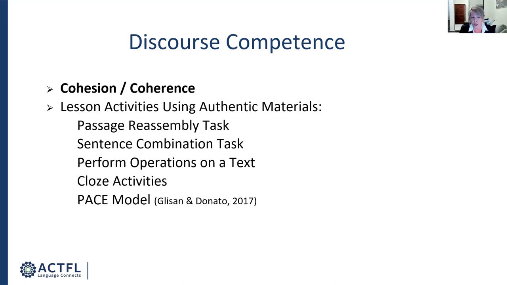Cloze activities are also good, again, taking that authentic text and blanking out every 5th word. That word might be a verb, it might be a noun, it might be an article. Now, when you have a cloze activity, you have to be aware that there are many things that could fit in that blank. So it takes a little longer to grade those because you have to look and think, okay, does that word make sense? And then of course the PACE model. Another great way to teach discourse competence because learners are working with authentic texts.